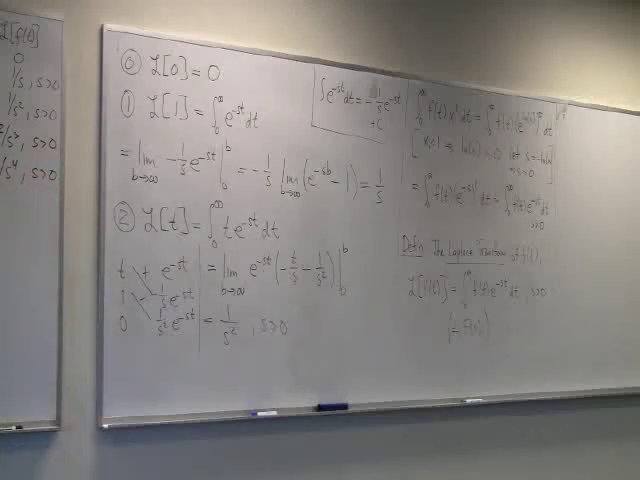And what about t to the n for some natural number n? N factorial over s to the n plus 1. Exactly. So it almost works the way you think it should. But okay, it gets tweaked a little bit. You get a factorial in there.